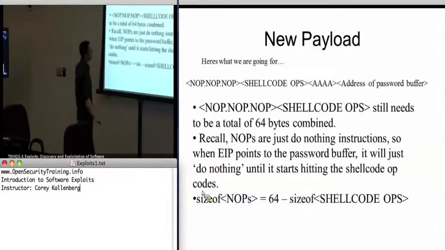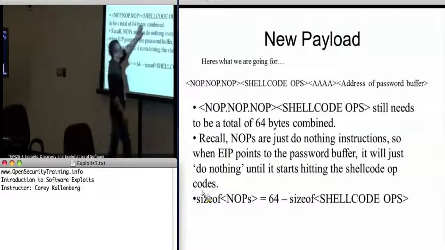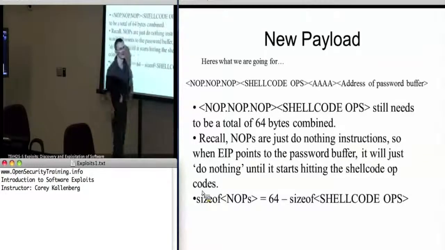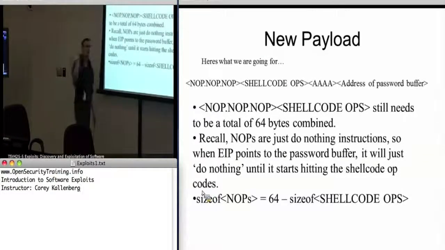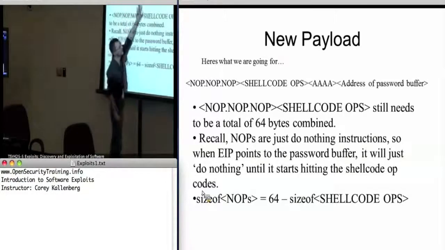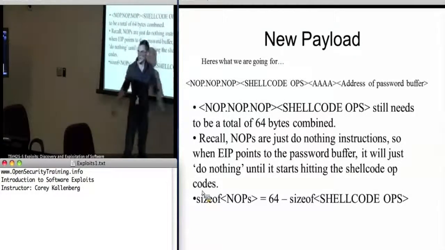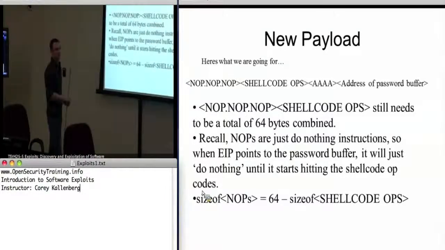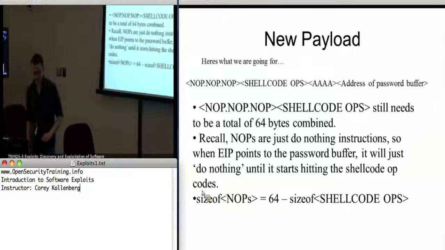And then the address of the password buffer, or the address of one of our no-ops in particular. Because if we can execute one of our no-ops, we'll eventually slide down to our shellcode and be okay. So this is what our payload file is going to look like. It's going to cause the stack to look like what I drew on the board, and then hopefully our shellcode will be executed. So let's go through the process of developing our shellcode.